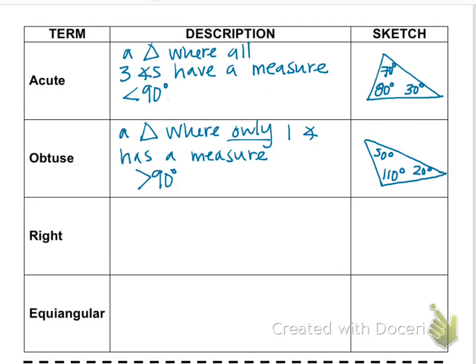You learned a lot about right triangles back in junior high. A right triangle is a triangle where only one angle has a measure that equals 90 degrees. Again, you can't have 2 right angles in a triangle because 90 plus 90 is 180, and the third angle would have to have a measure of 0 degrees, which makes no sense. So it's a triangle where only one angle has a measure equal to 90 degrees.